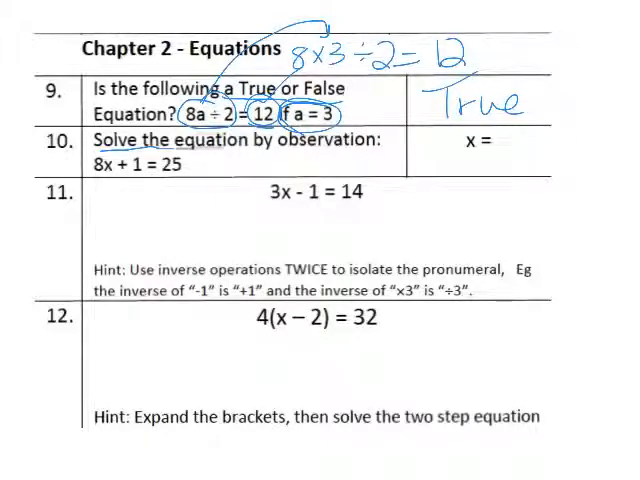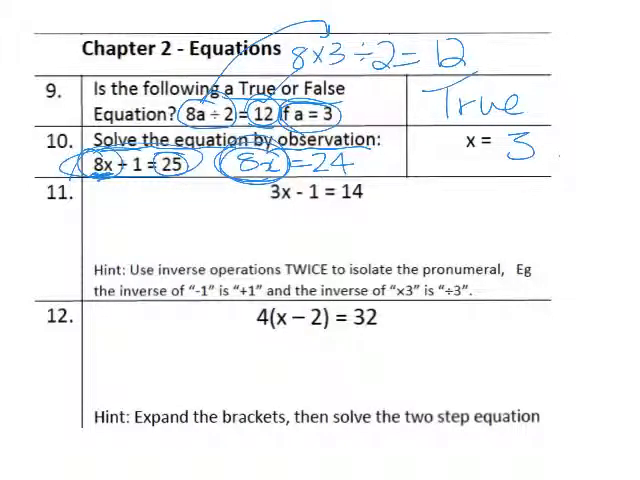Solve the equation by observation. That means have a look at that using numeracy skills and see if you can figure out the answer. You might say, okay, what plus 1 has to equal the 25? Well, 24 has to be in that space because 24 plus 1 is 25. So the 8x has to be 24. So you're saying, okay, 8 times what is 24? And if you know your times tables, it's a 3.